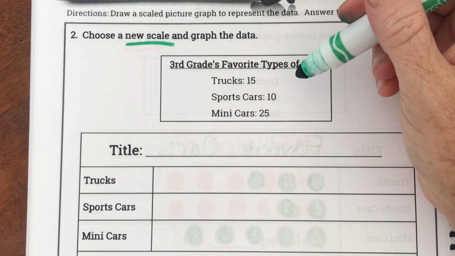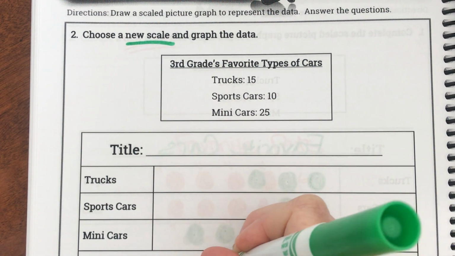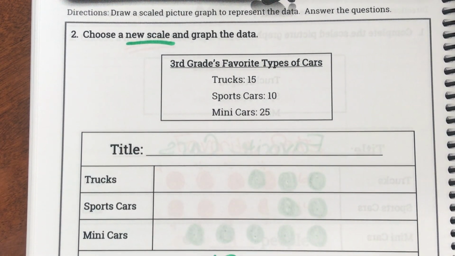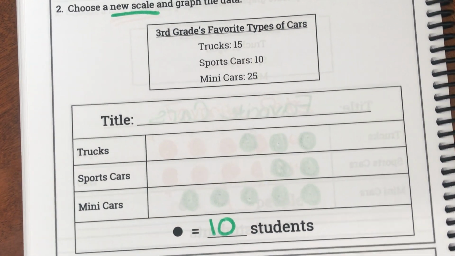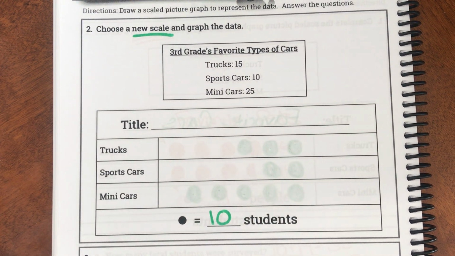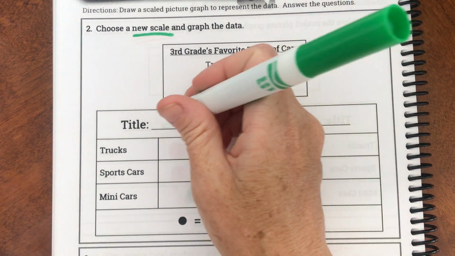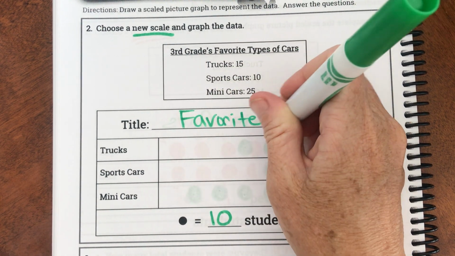I'm actually going to choose kind of a tricky one. I'm going to say we could do 10. Even though 10 is not a factor of these, watch what happens when we do 10 and it makes it not too bad. So if I was to do, let's do our title first. So favorite cars.